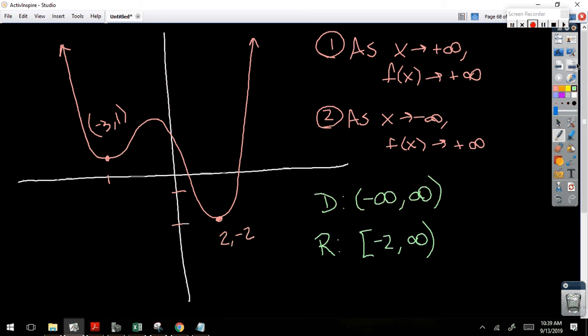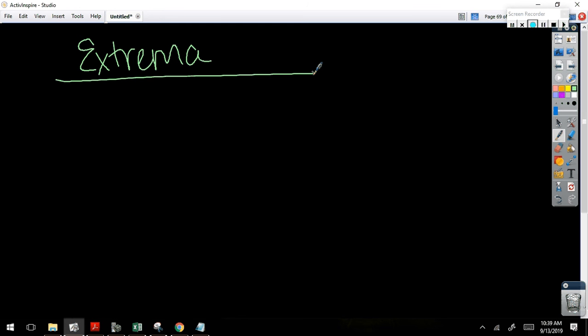All right, let's talk about extrema. They're everybody's favorite. You might need a little more room than that. Lots of graphs. There you go. Do we have to graph anything? Yes. All right, extrema.